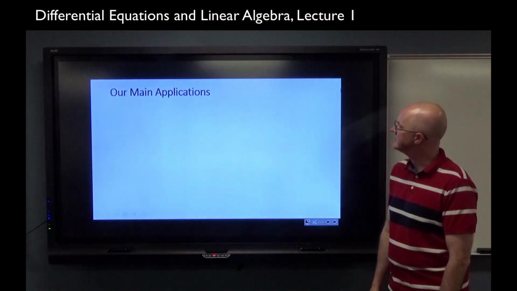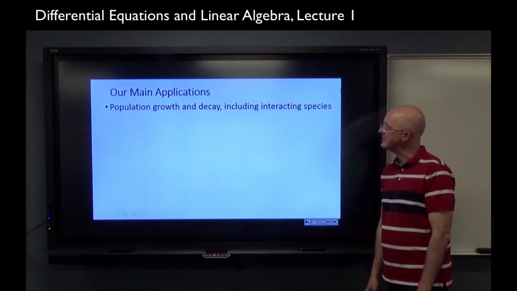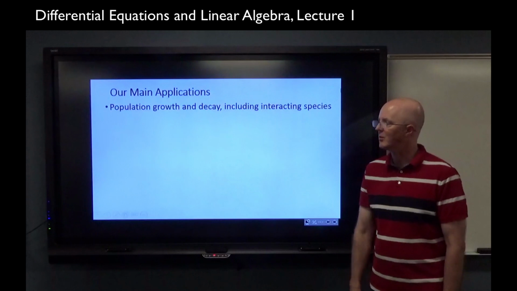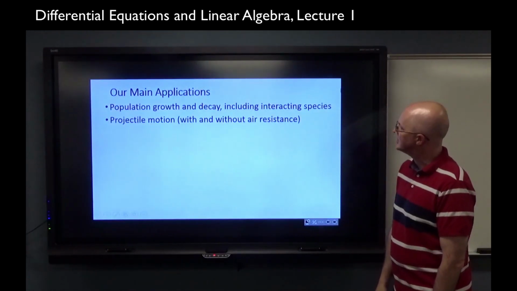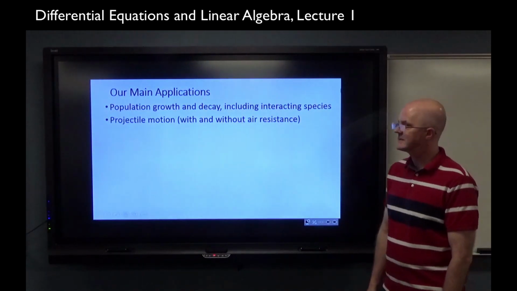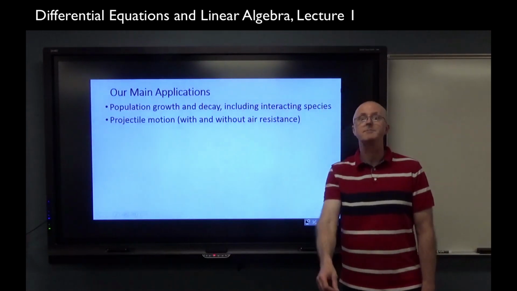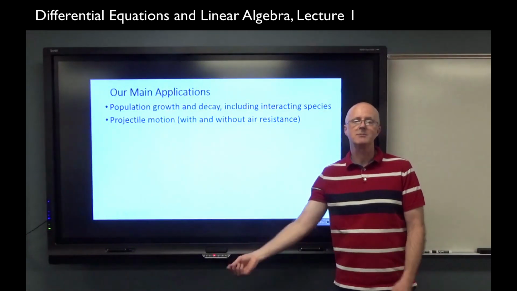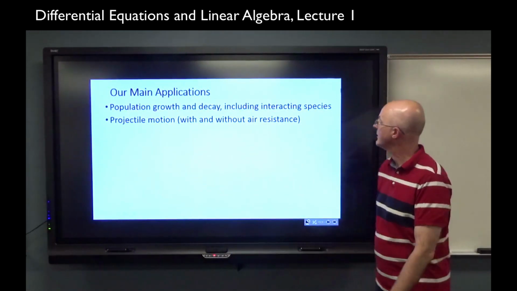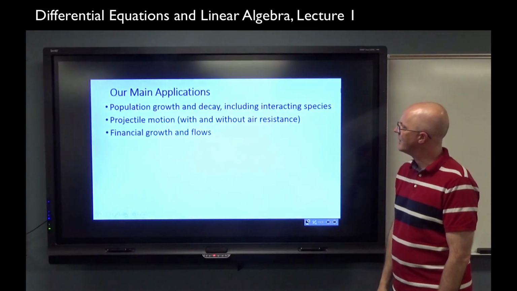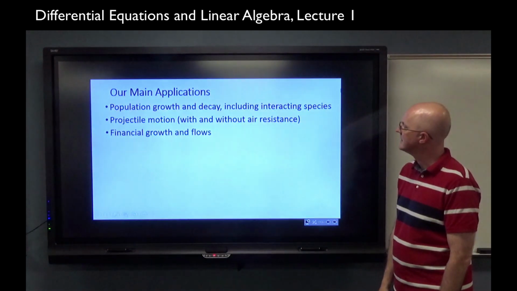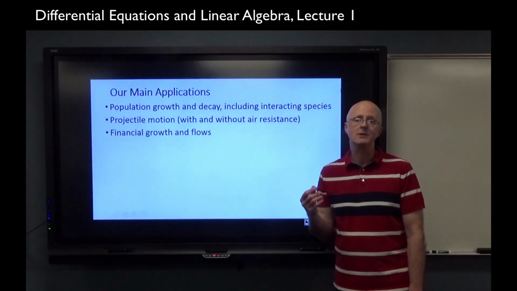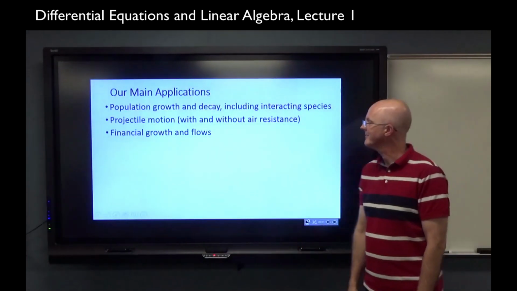What are our main applications for the course? Population growth and decay, including interacting species, which we'll talk about at the very end of Lecture 1 here briefly today. Projectile motion, with and without air resistance. The simplest form of projectile motion is just up-down motion under the influence of gravity. A little bit more complicated is two-dimensional motion, like a projectile following a parabola. Financial growth and flows. So we'll talk about compound interest and what happens when you maybe do more than just let your money sit in the bank, but you also, say, continuously add money.